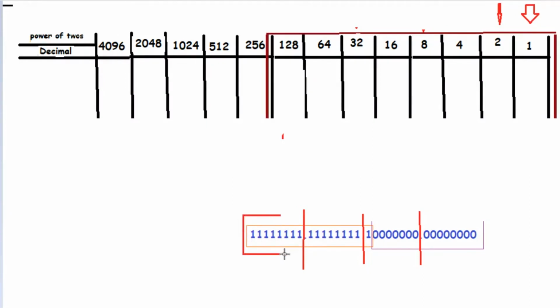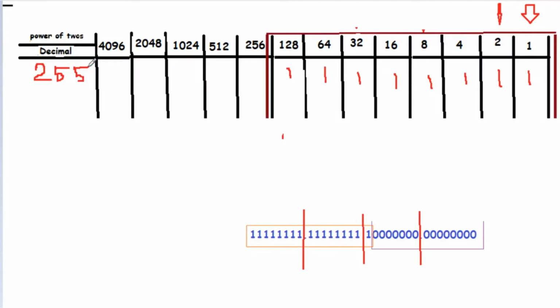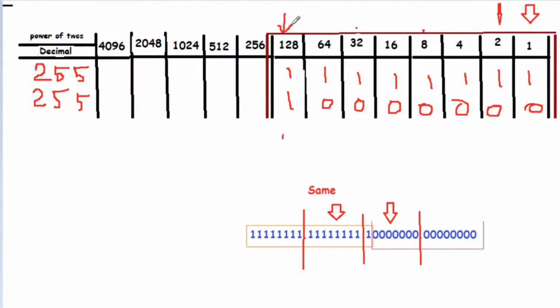So the first octet will give us 128 plus 64 plus 32 plus 16 plus 8 plus 4 plus 2 plus 1. That will be 255. The second octet is the same, so it will be 255 as well. The third octet has only 1 in the beginning, and that falls in the 128 column, so it's 128.